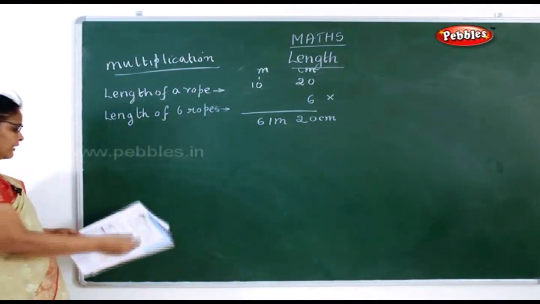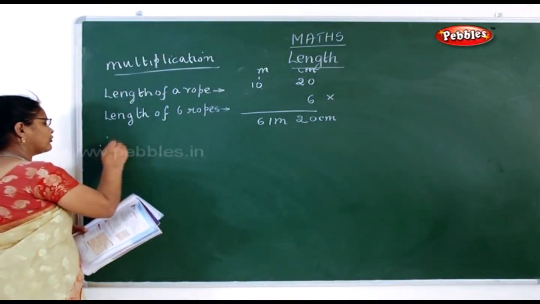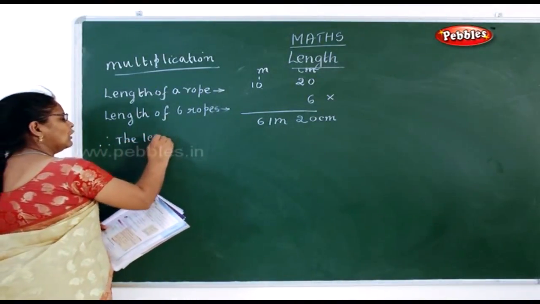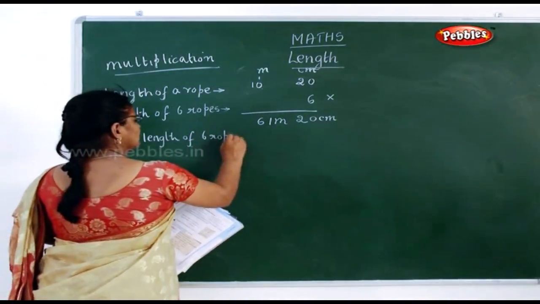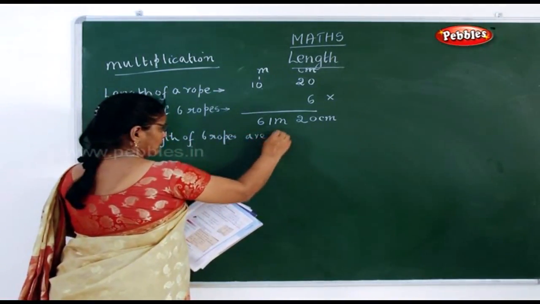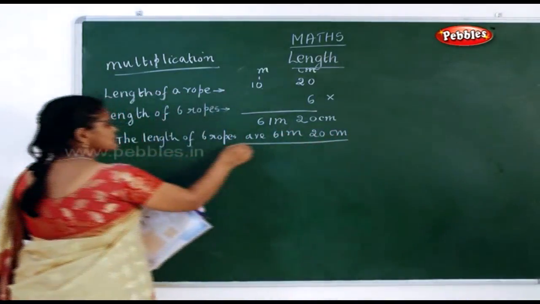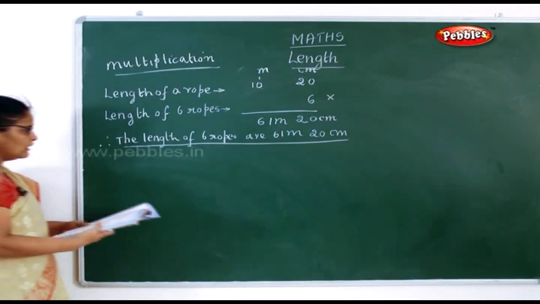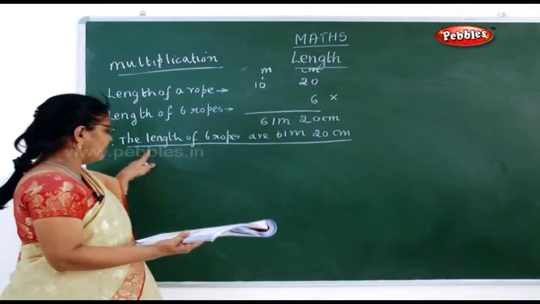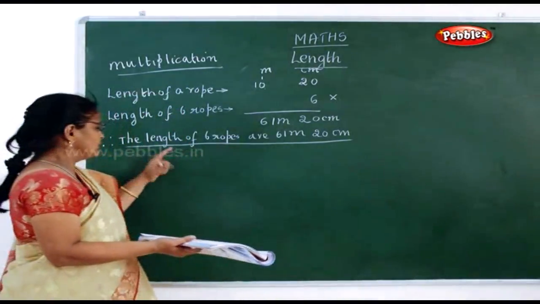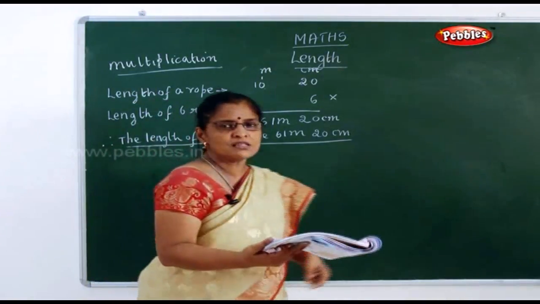So what is the answer you will write? What is the question you have been asked? What will be the length of 6 ropes? So you will write, therefore the length of 6 ropes are 61 meter and 20 centimeter. So this is how you have to do it. Is it clear now? For the final answer, whatever the question given in your book, the length of 6 ropes you have to find. So you will write the length of 6 ropes are 61 meter and 20 centimeter.